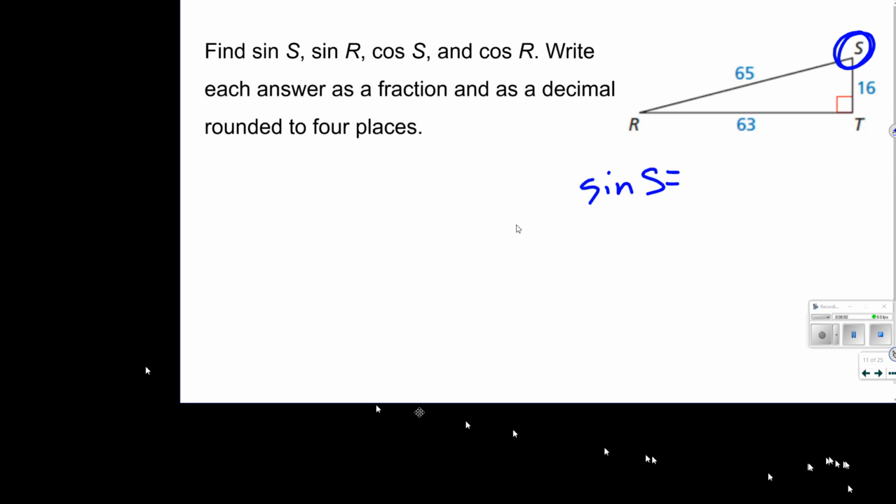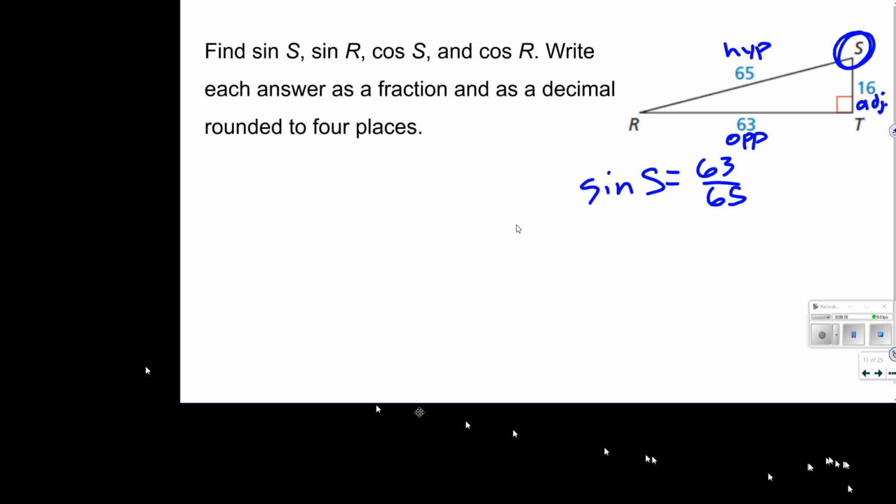Now I'm going to label my sides. 65 would be the hypotenuse. 63 is across from angle S, so it is the opposite side. And 16 is next to angle S, so it's the adjacent side. If you label your sides, the rest of this is really easy. Now it's just a matter of knowing what the sine of S is equal to. The sine is opposite over hypotenuse, so it would be 63 over 65.